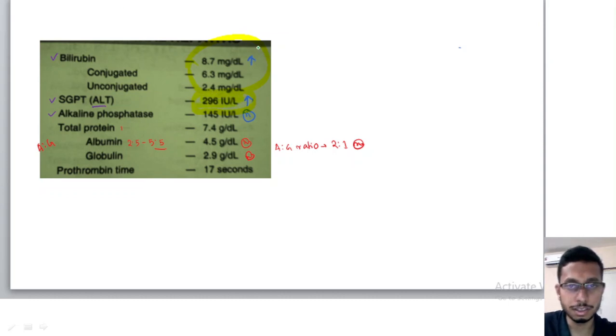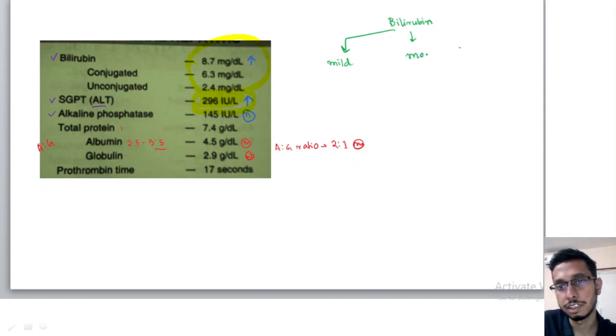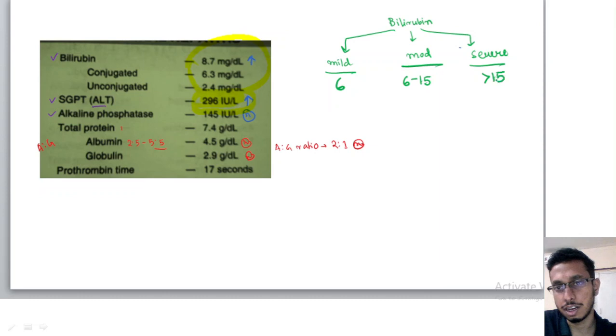Now, what is this raised bilirubin? Bilirubinemia or jaundice is divided into types based on the bilirubin level: mild, moderate and severe. Bilirubin up to 6 is considered mild, 6 to 15 is considered moderate, and more than 15 is considered severe. So this is going towards moderate bilirubinemia.